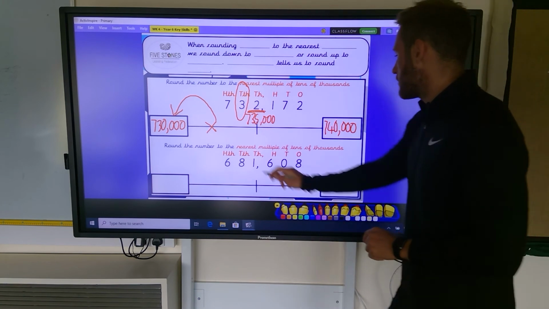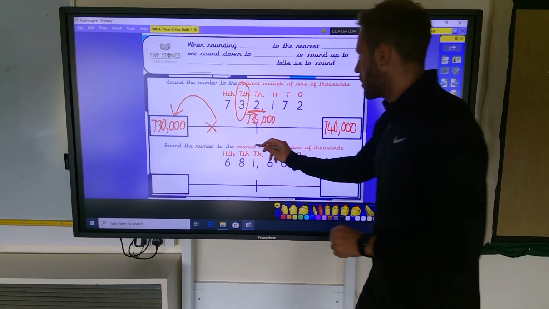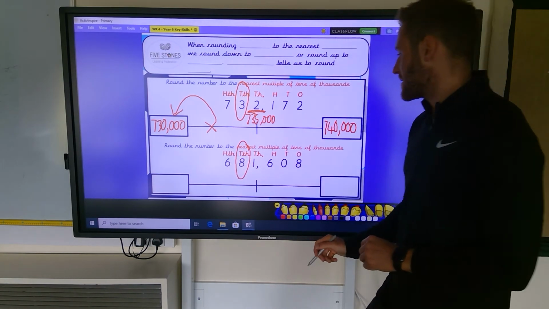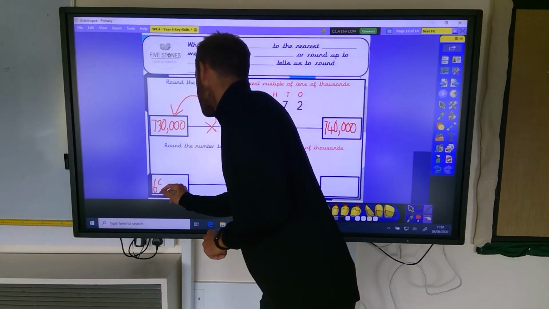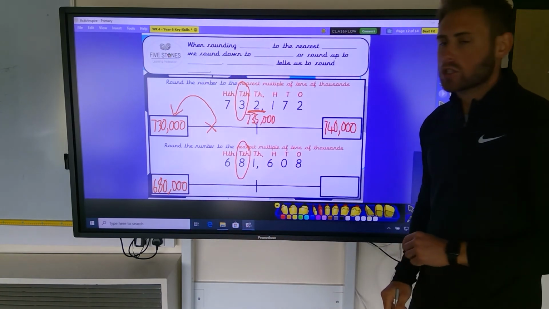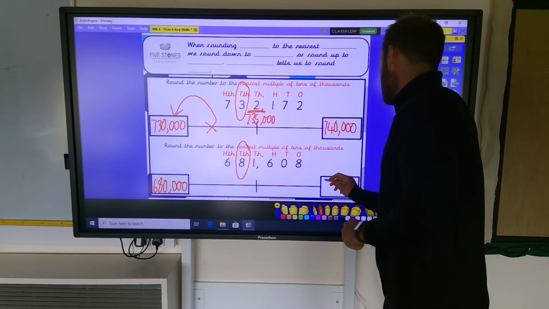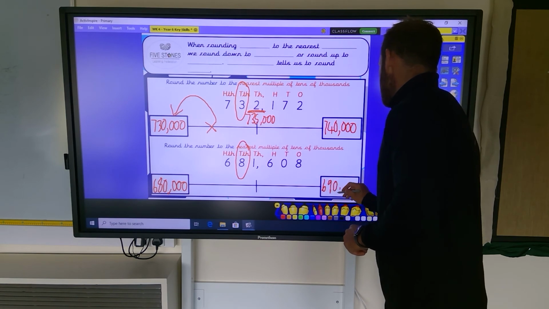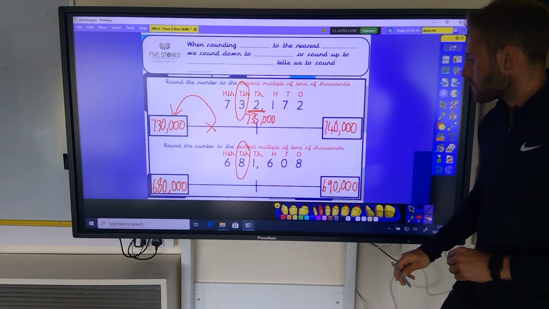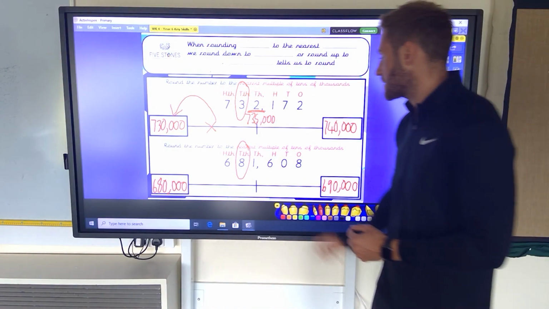Fantastic. Nearest multiple of tens of thousands again. We look at our 10,000 column, and we're currently at 680,000. The next tens of thousands multiple will be 690,000. So we need to figure out whether we're rounding up or down to that value. And which value is going to tell us that?